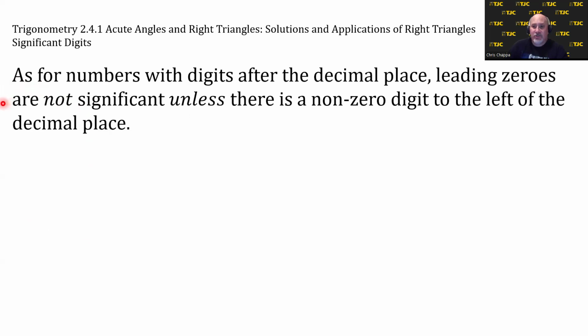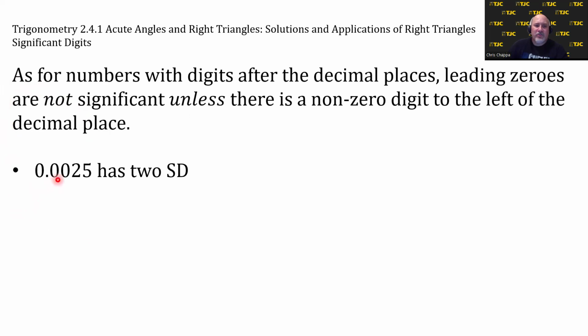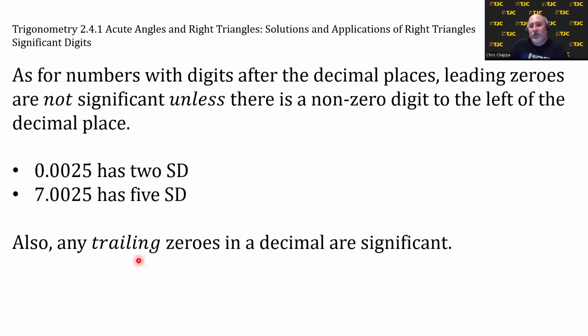As for numbers with digits after the decimal place, leading zeros are not significant unless there is a non-zero digit to the left of the decimal place. So for example, 0.0025 has only 2 significant digits, but if we put a 7 in front of the decimal, now all 5 digits are significant. Also, any trailing zeros in a decimal are significant.